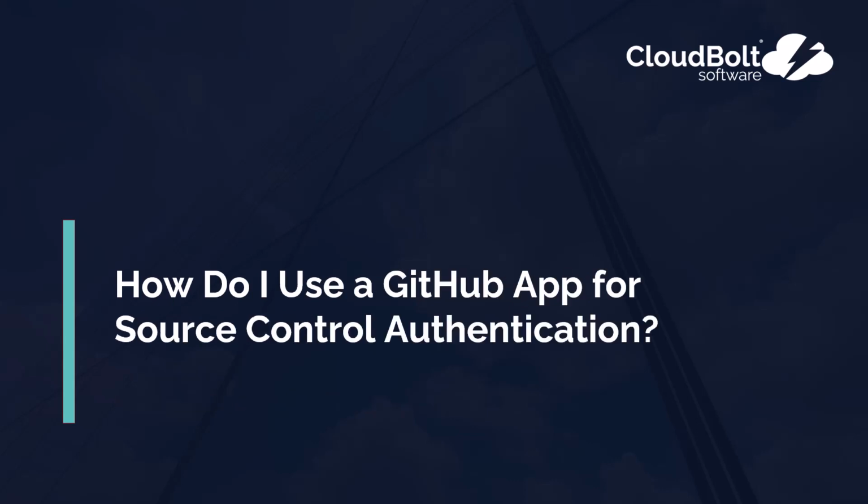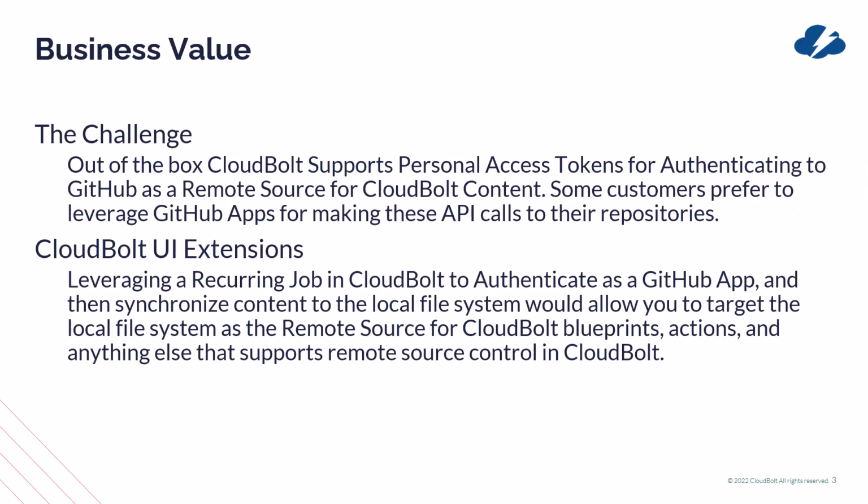And today we're going to be discussing how do I use a GitHub app for source control authentication in CloudBolt. So the challenge here is that out of the box, CloudBolt supports personal access tokens or PATs when you authenticate to GitHub as your remote source for CloudBolt content. Could be blueprints or CloudBolt actions, those types of things. But a lot of our customers also want to leverage GitHub apps to make these API calls to their repositories.